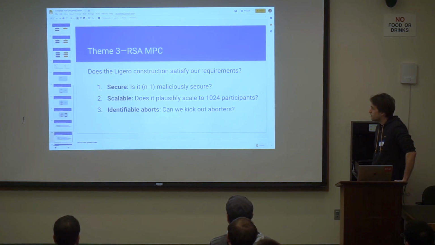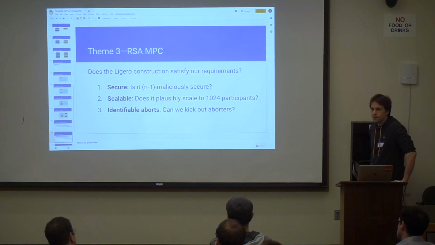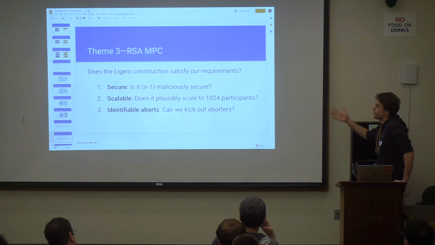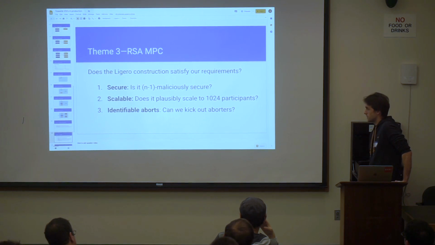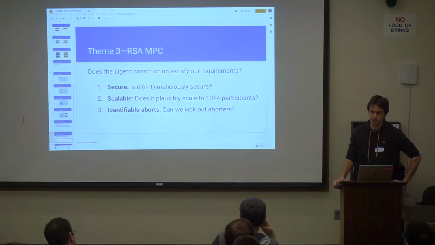And the third theme is going to be the RSA MPC. Here we only know of a single team who has confidence that they can satisfy the various requirements. One of the goals of today is to go through every requirement and check that they are satisfied. So number one, we want it to be n-1 maliciously secure.